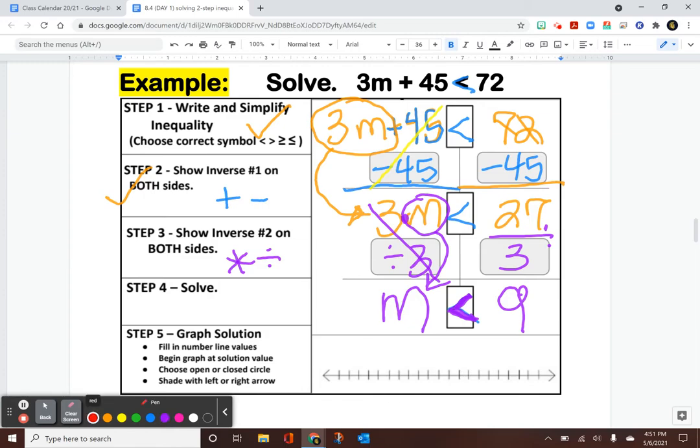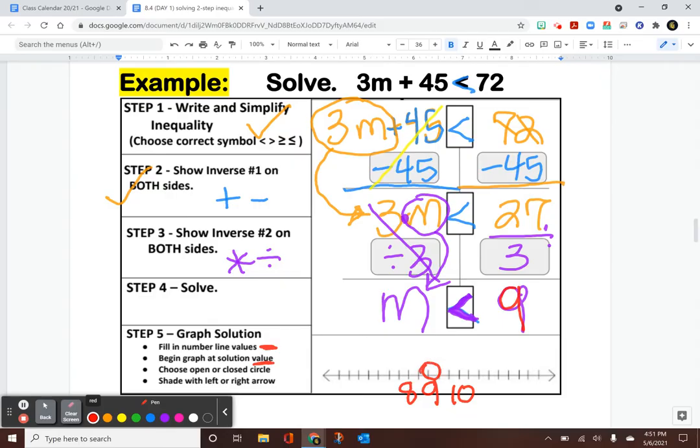I'm going to label my number line with a couple of values. I know I need to include 9, so I'll choose a number below 9, I'll choose 9, and I'll choose a number above 9. Now I'm going to start the graph at the solution value. So I'm going to select that spot.